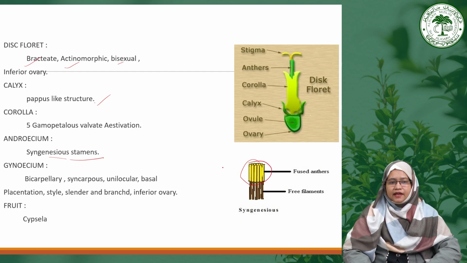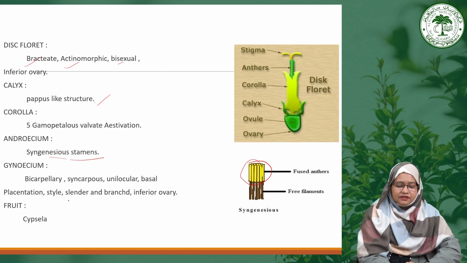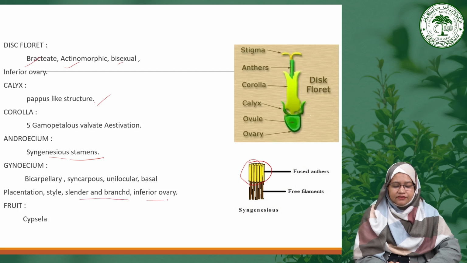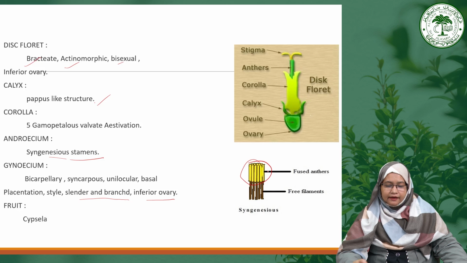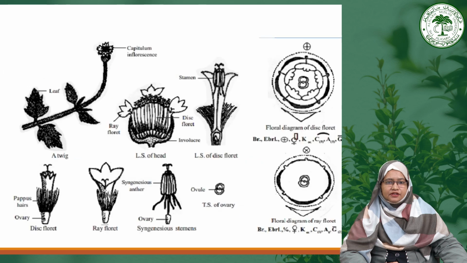Then gynoecium is bicarpellary, syncarpous, unilocular with basal placentation and style cylindrical and branched, with inferior ovary, and the fruit is cypsela. So you can easily identify this group of plants by the presence of head inflorescence and the presence of this syngenesious type of stamens.